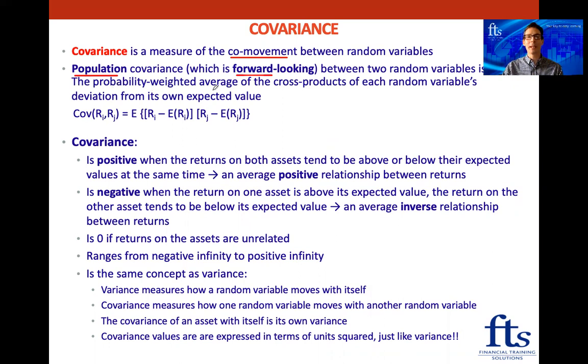So it's the probability weighted average of the cross products of each random variable's deviation from its own expected value. So let's start at the end of the definition over here. The random variables, these are here, the returns on asset I and the returns on asset J. So what we need to look at now, we need to look at the deviations of these returns from the expected value, and the expected value is here, the expected return. So we can actually link these up together. There's our expected return or expected value.